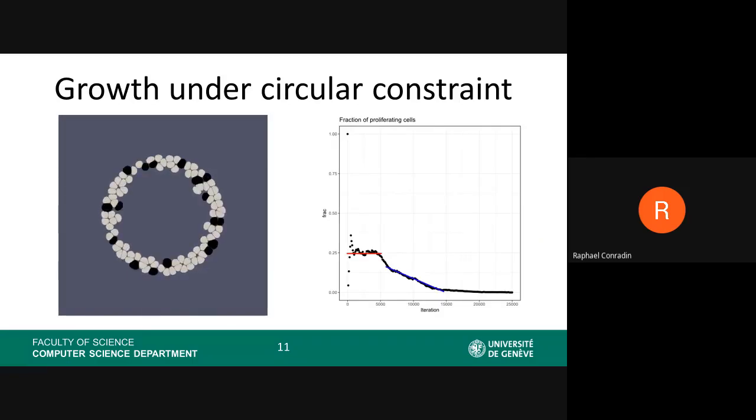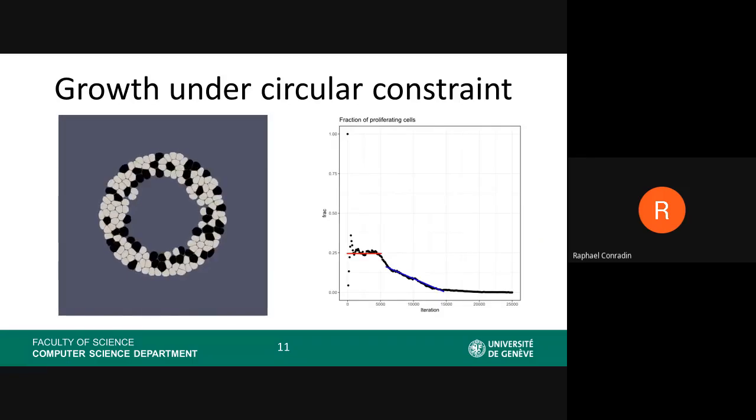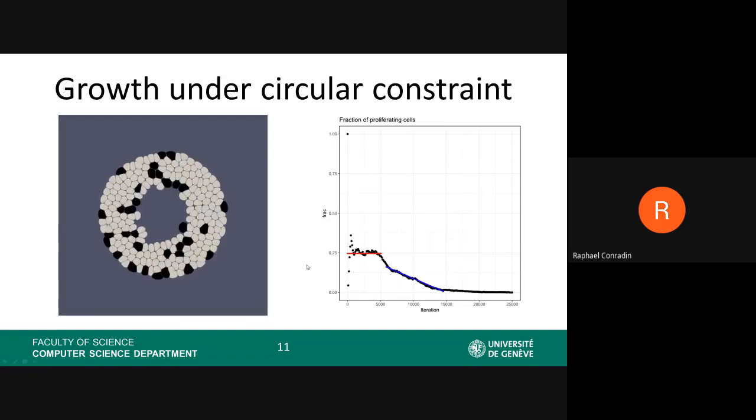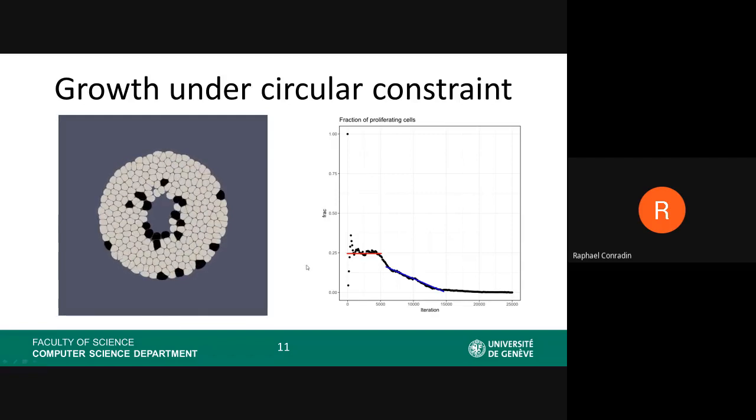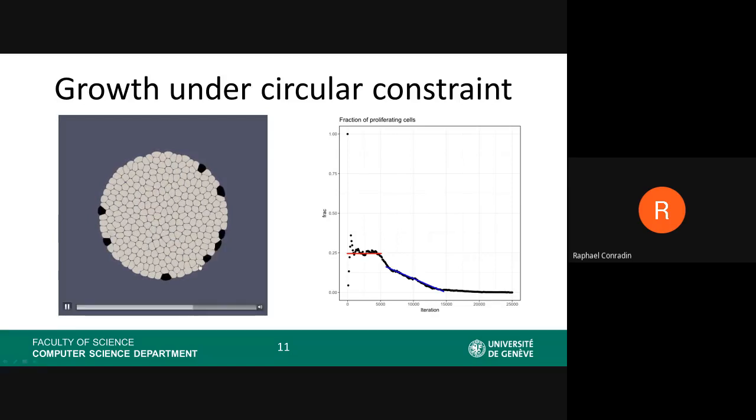So this is the simulation that I did. As previously, the black are proliferating and the white are in resting mode. So you see that at the end, we have black only at the boundary. And there, you have the fraction of cells that are proliferating over time. We have a constant number at the beginning, and after we have a decreasing part, which is what we expect.